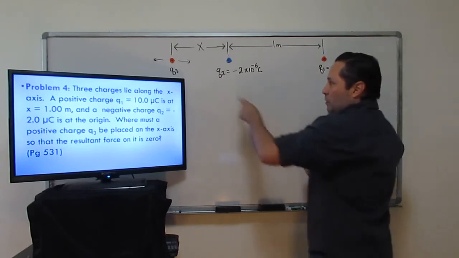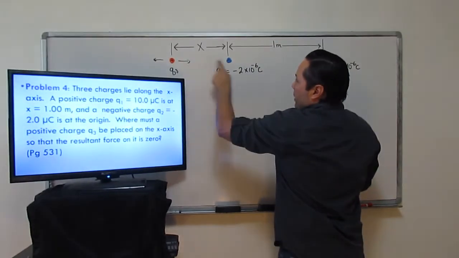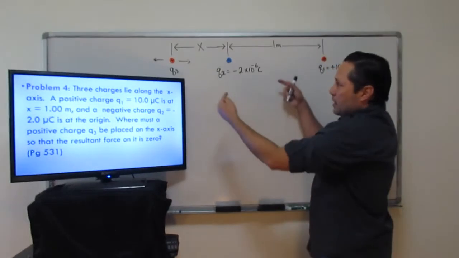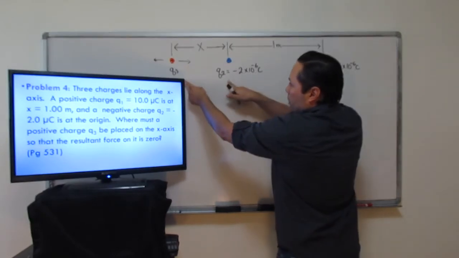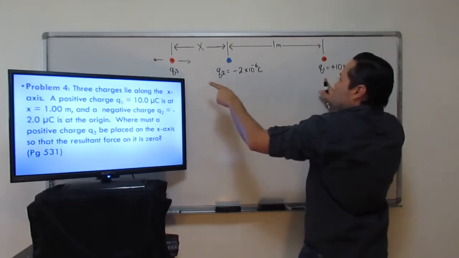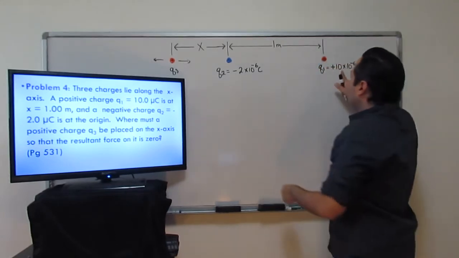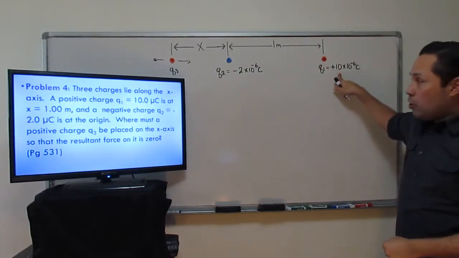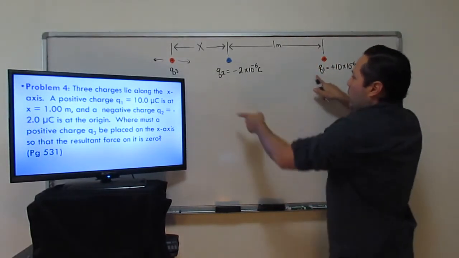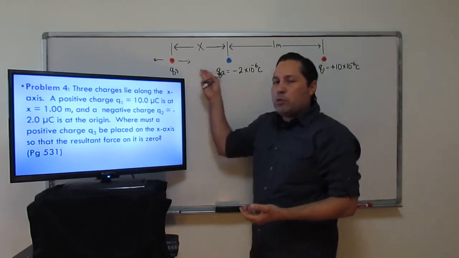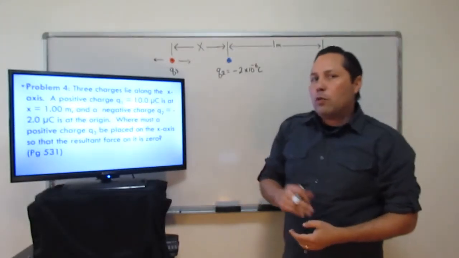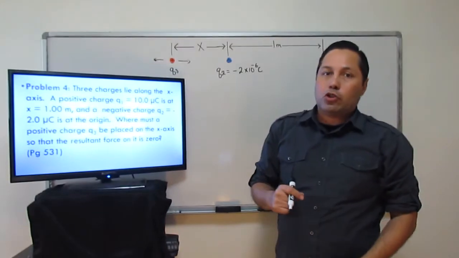But could q3 be here? There's an attractive force, and so it's pulling it to the right between q3 and q2, and a repulsive force between q1 and q3. Now, although this q1 is larger than q2, it is further away, so they end up balancing out, giving us a position for q3 there. Now we know why it's there. We can go ahead and start working on solving this problem.